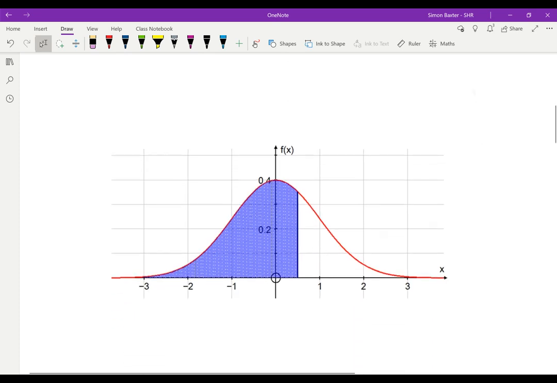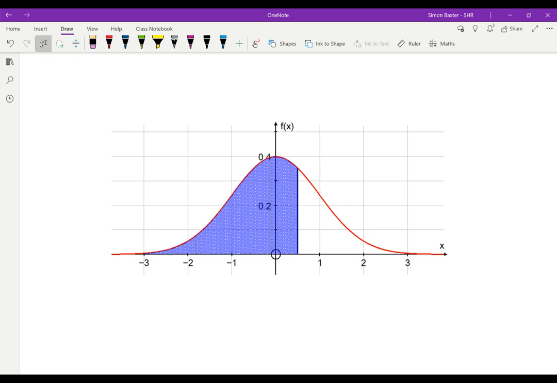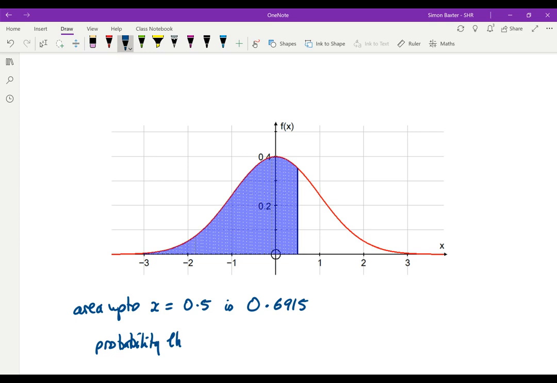With the normal distribution, you used your tables and you discovered that the area up to x equals 0.5 is, from the tables, 0.6915. This meant that the probability that x is less than or equal to 0.5 is 0.6915. In other words, the cumulative probability, the probability right from the lowest value up to 0.5, is 0.6915. That is what we mean by the cumulative probability, the probability right from the start up to whatever value we're considering.